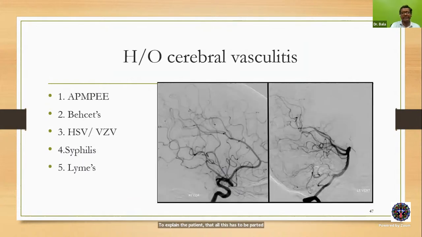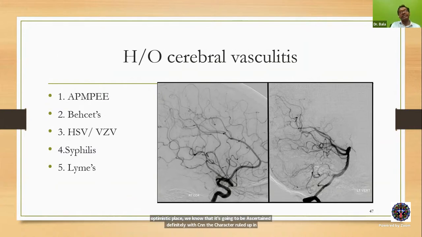A history of cerebral vasculitis can be associated with this, when we diagnose vasculitis in the retina, like Behçet's vasculitis, or when you have a diagnosis of APMPPE, or herpes zoster and herpes simplex virus infections. Syphilis can have CNS involvement; any ocular syphilis is definitely going to be associated with CNS syphilis. It has to be carefully ruled out with a CSF tap.